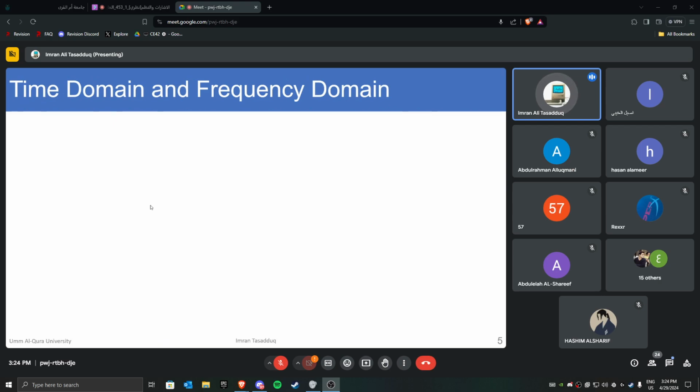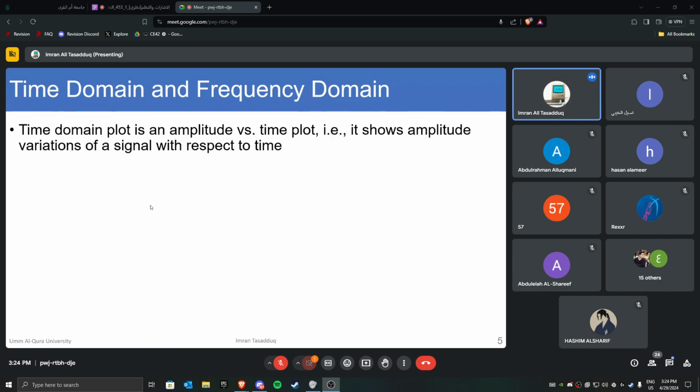Now let's look at the concepts of time domain and frequency domain. A time domain plot is an amplitude versus time plot. It shows amplitude variations of a signal with respect to time. This is what we normally have. Let me show it to you as an example.